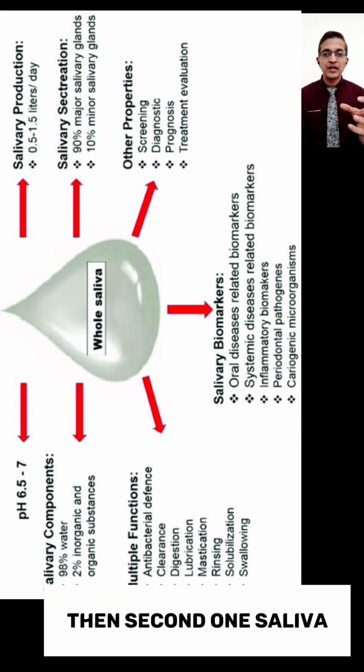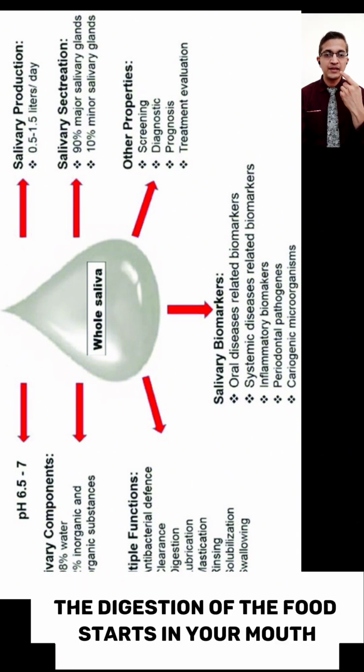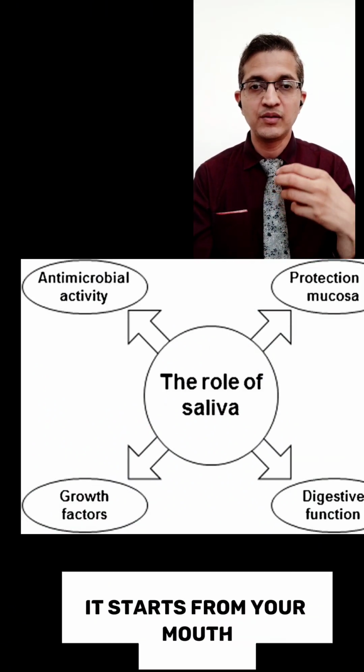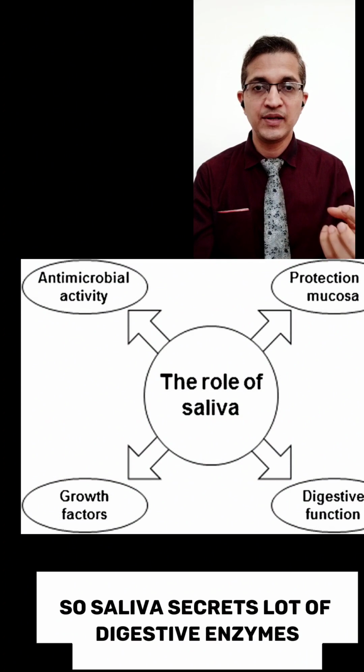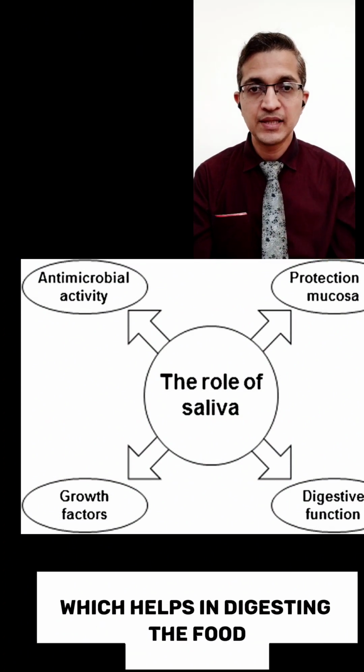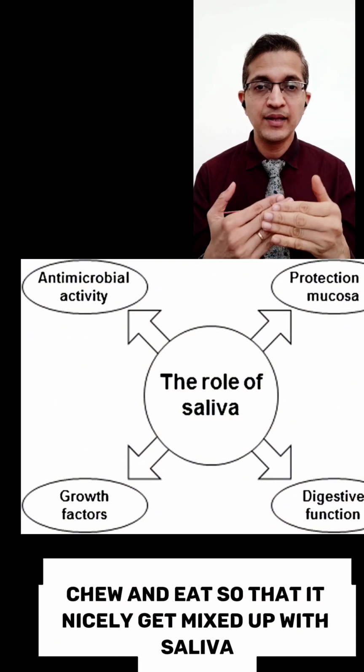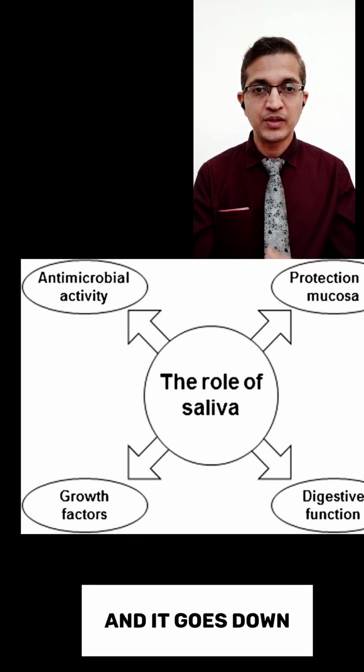The second one is digestion. The digestion of food starts in your mouth. It does not start from your stomach, it starts from your mouth. So saliva secretes a lot of digestive enzymes which help in digesting the food starting from your mouth. That's why you should chew and eat so that it nicely gets mixed with saliva and goes down.